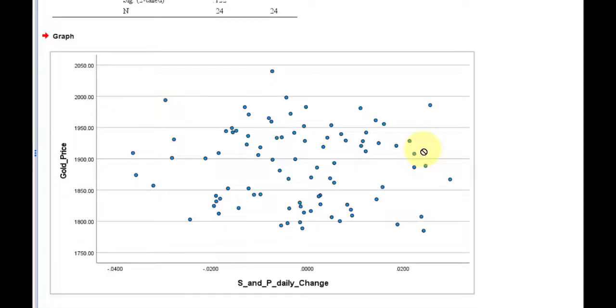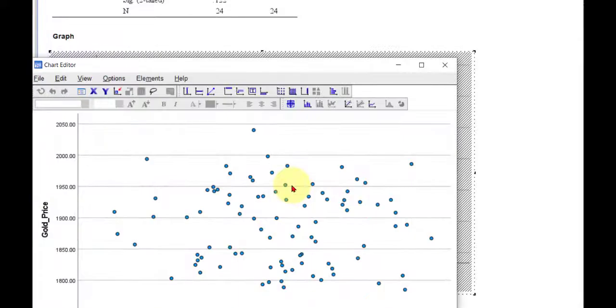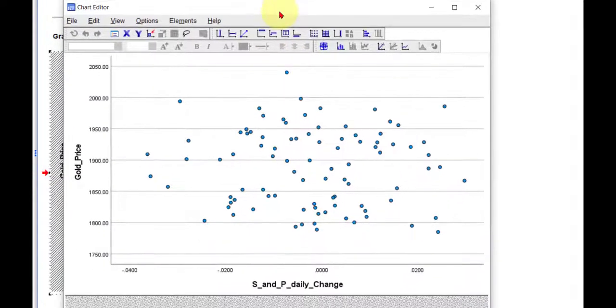We're going to get a bunch of dots. See those dots? That is a scatter plot. So again, the x-axis is the daily change in the S&P prices, and this is the gold price. So what we do is we double-click real quick. That brings up the chart editor. We're going to stick a best fit line in there. That's this one right there, best fit line.